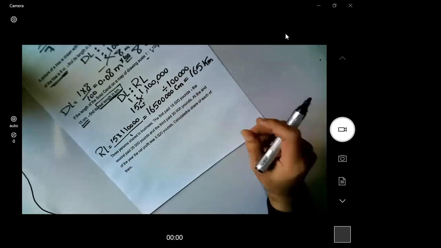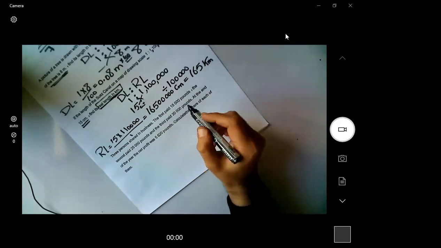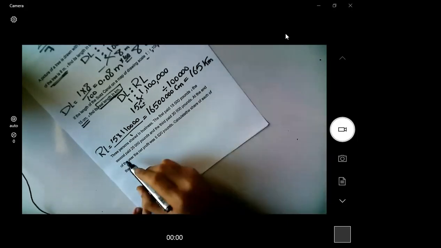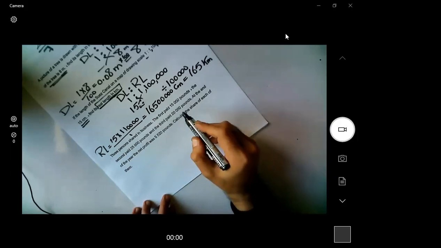When 3 persons shared a business, the first paid 15,000, and the second paid 25,000, and the third paid 20,000.